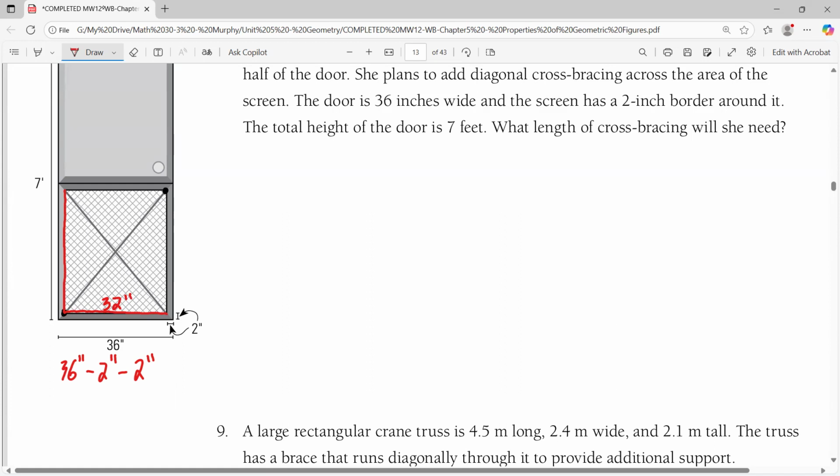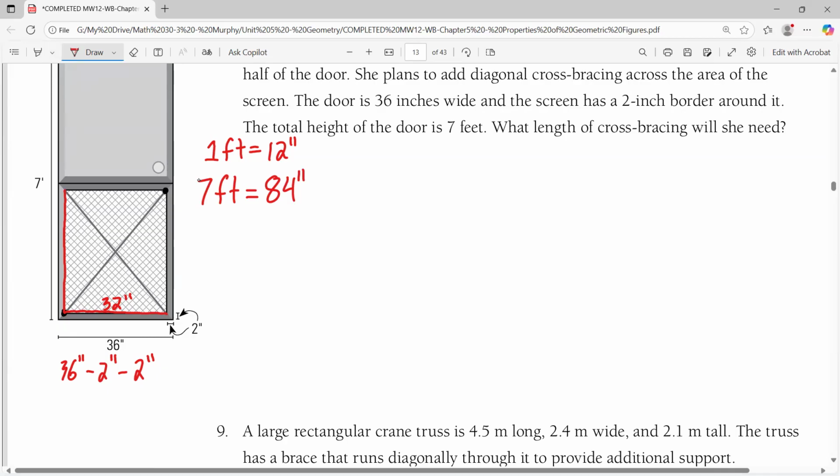Now going up 7 feet, we have to turn that into inches. So 1 foot is equal to 12 inches. Also, you can tell by the ticks. If you have a double tick like this, that's inch. If you have a single, that's foot. So therefore, 7 feet would be 12 times 7, which is 84 inches. Okay, so the whole thing is 84.